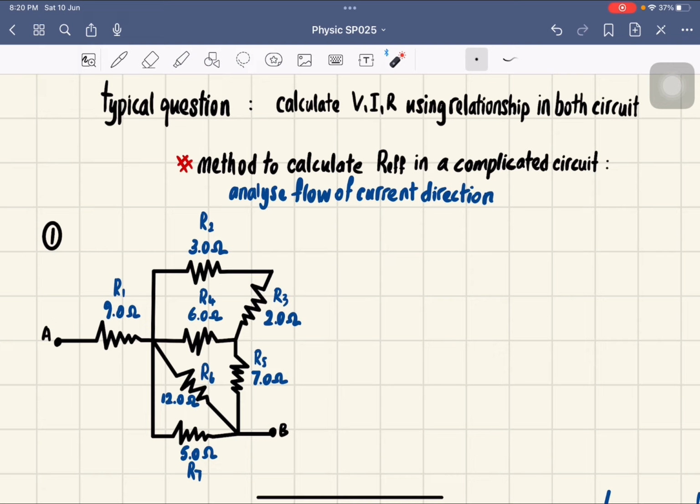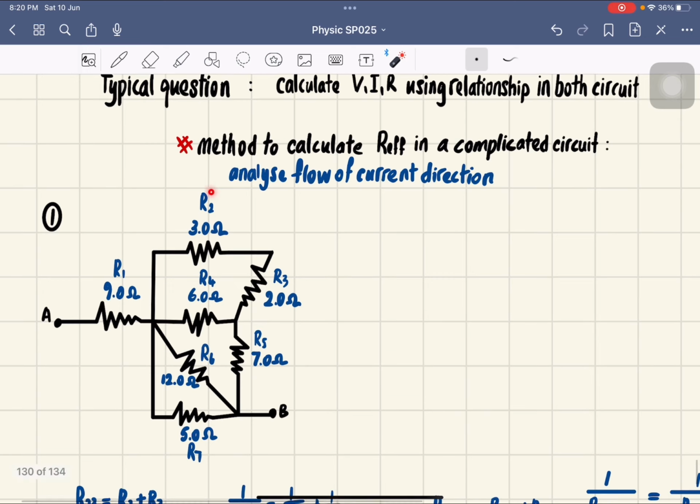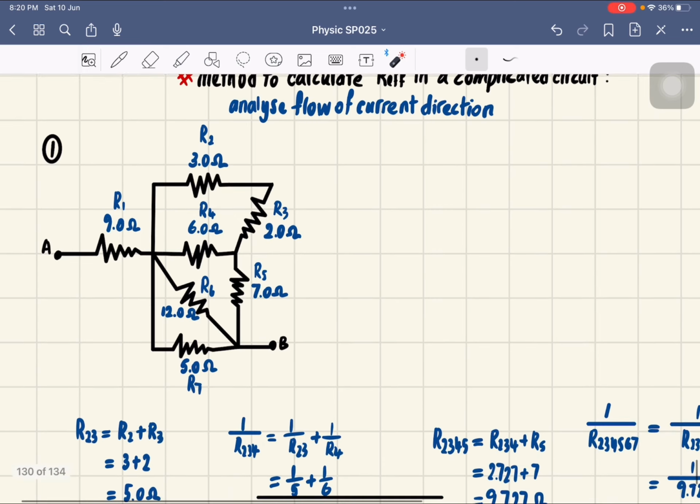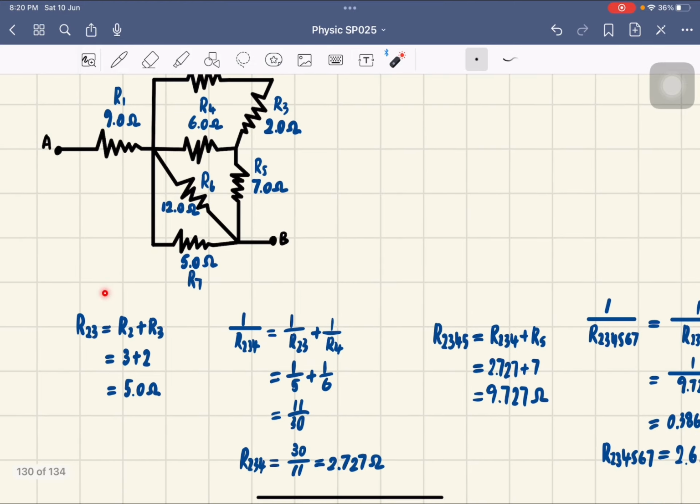For the first flow of the current, it flows across the resistor 2, then subsequently flows across the resistor 3. This means that R2 and R3 are in series. So to find the R for 2, 3, we use the series formula, which is R23 equals R2 plus R3, which means 3 plus 2 equals 5 ohm.